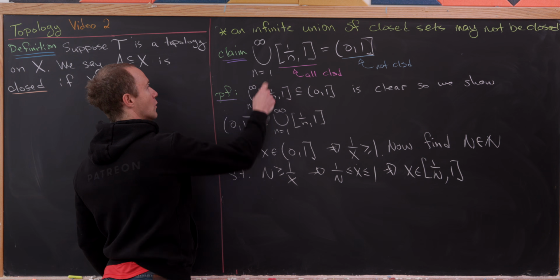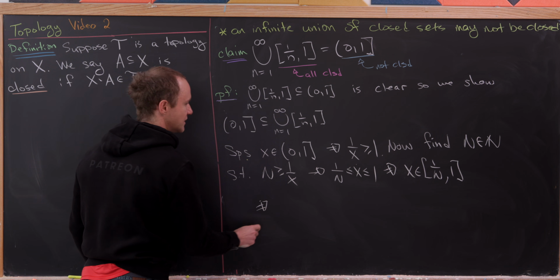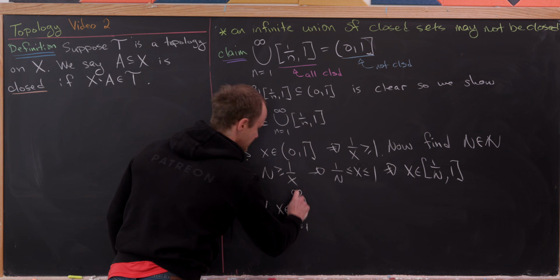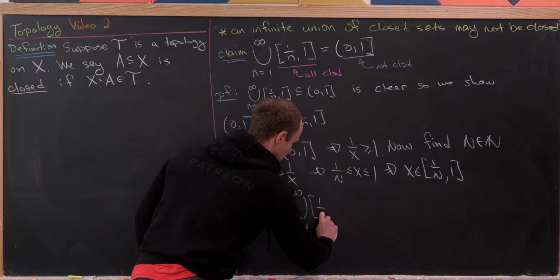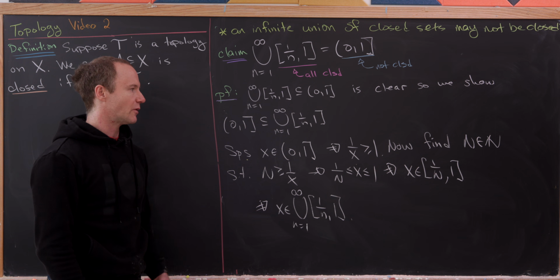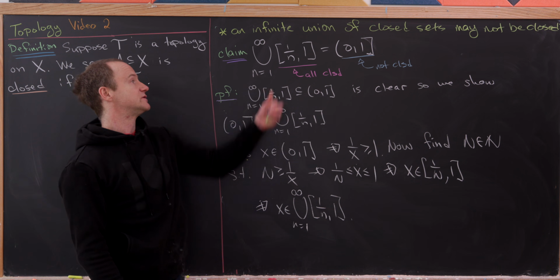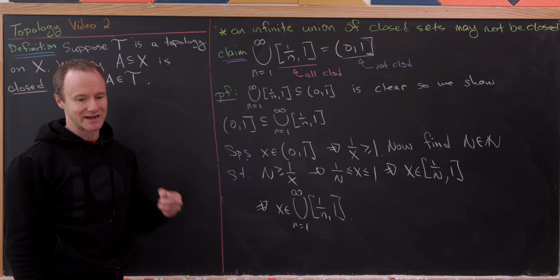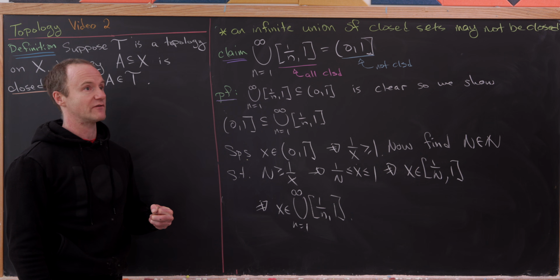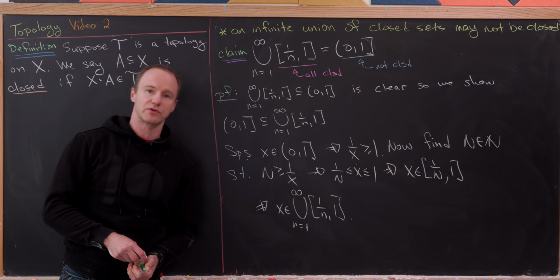But that means that x is in the closed interval from 1 over capital N to 1. But if it's in one of the closed intervals like this, then that means it's in the union for sure. So in other words, x is in the union as n goes from 1 to infinity of our closed interval 1 over n to 1. But that's exactly what we needed to do to show the other containment. So that means that these two sets are equal, and we have our example of why we need to have the word finite when taking the union of closed sets in that previous result.